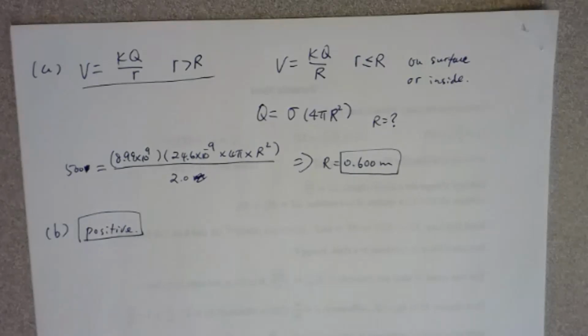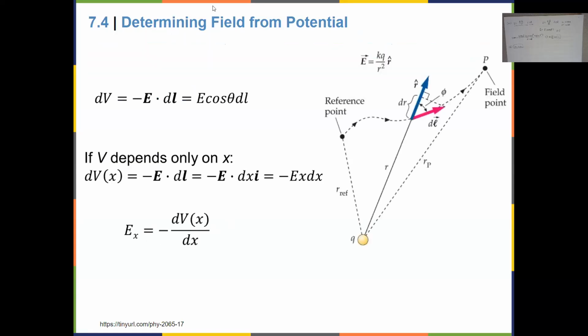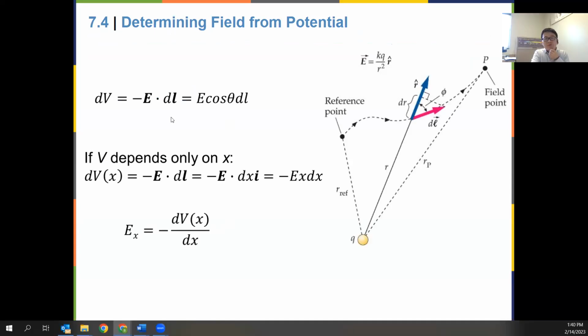All right. So going back to the PowerPoint slide. We know we can calculate the differential of voltage, dV equals minus E dot dl. Okay, and then that's E cosine of the angle times dl. So if V depends only on x, right? So dl could be in 3 dimensions. Now, if you just focus on 1 dimension, then that's purely in the x direction. So then this dl becomes dx.